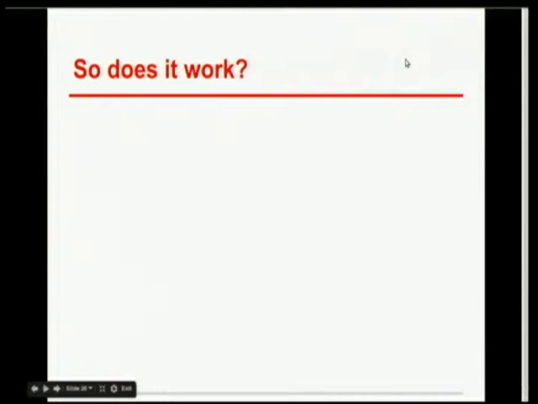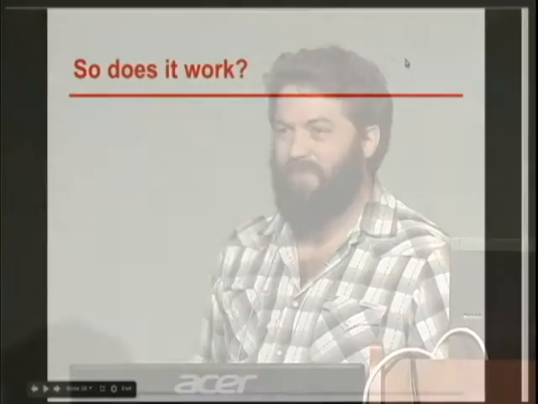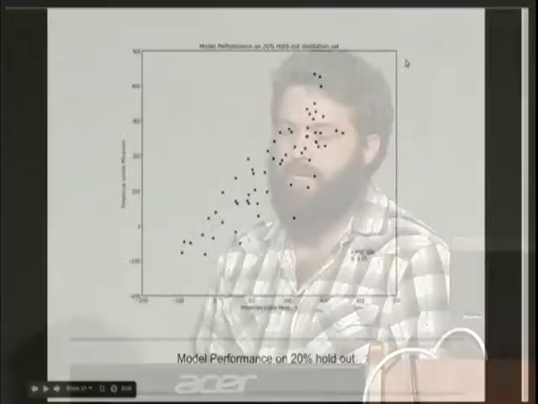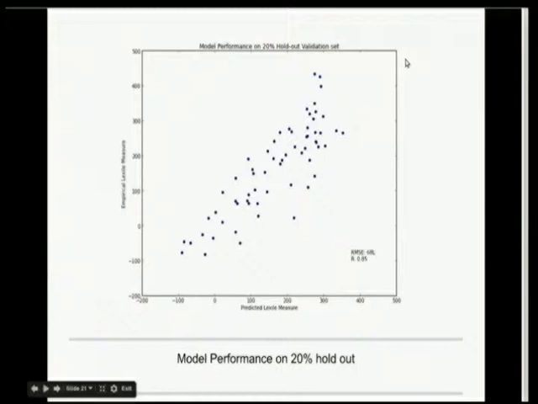So did it work? Were we able to predict these empirical measures? I guess I wouldn't be here if it didn't work. It did. Here's the model performance on the 20% holdout. These were texts that we didn't look at when we were developing our features. We didn't think about them at all. And we get a correlation of 0.85. This is the predicted Lexel measure from our model on the x-axis and the empirical measure on the y-axis. Considering the error involved with this measurement, this is a fantastic result.